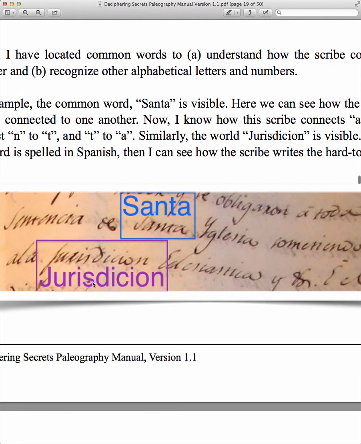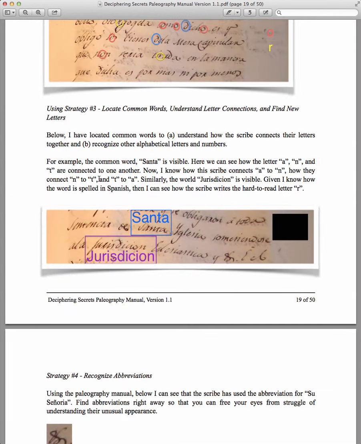In the same way, we can look at jurisdiction and see how U's are connected to R's. There's that little fine line coming up to create the R. Or here's the tail of the R coming back up and connecting to the I, very slight. But you can appreciate how letters are connected. And this is how we work our way into the document and appreciate how letters are connected and see new letters that we didn't see at first. So I'm going to zoom back out again.